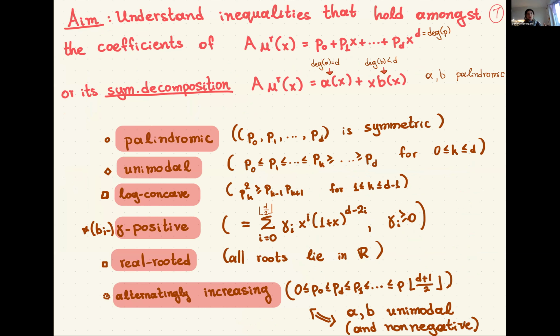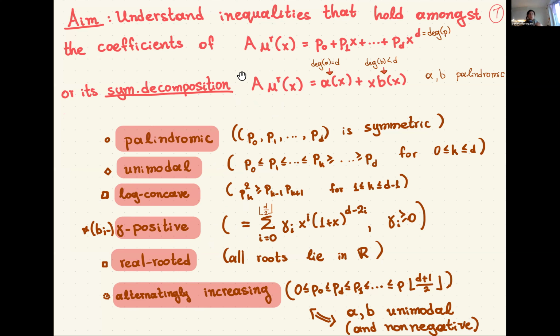So as I said, we are interested in studying this colored multiset Eulerian polynomial as a polynomial. Let's say its degree is d. And we want to understand things about its distributional properties. So whatever you're familiar with: palindromic, unimodal, log-concave, gamma-positive, real-rooted, or other more technical terms. We can also look at the symmetric decomposition and ask the same questions.